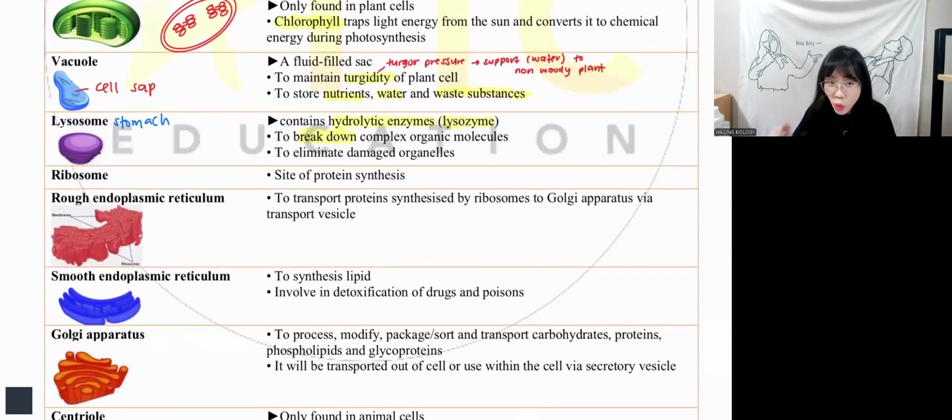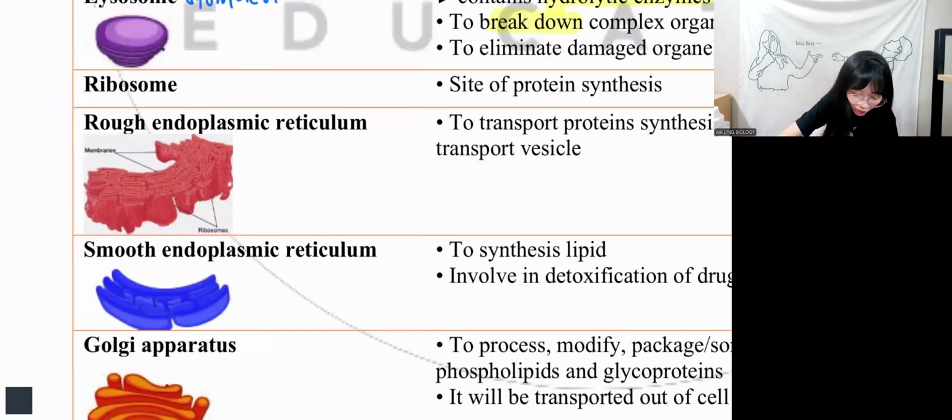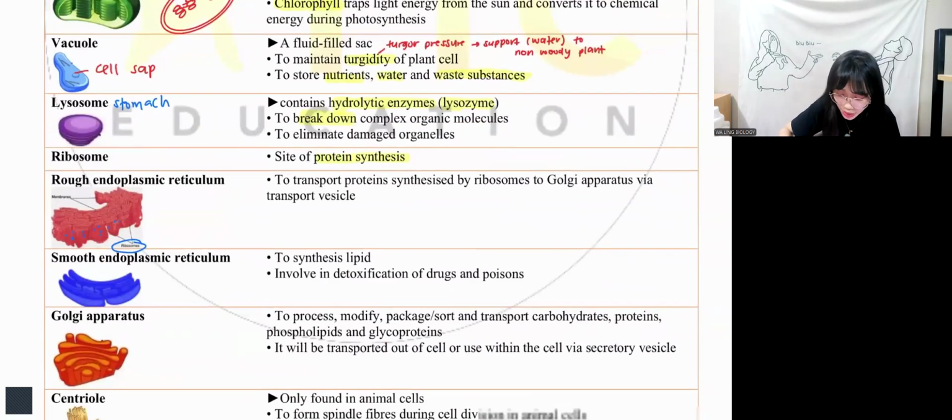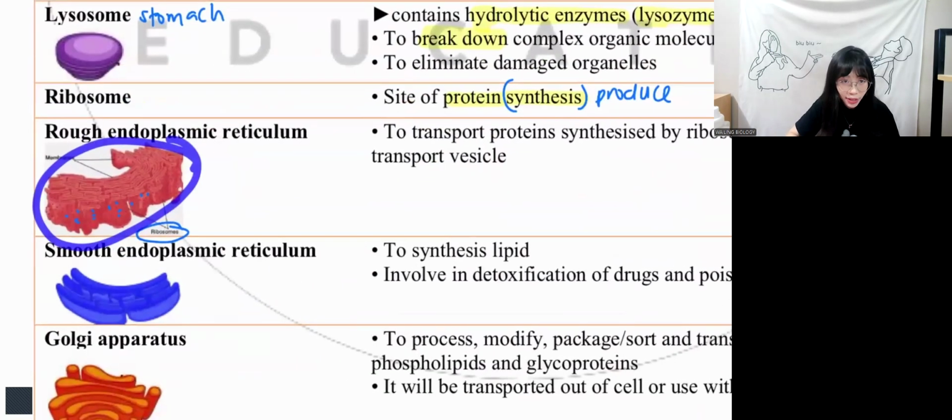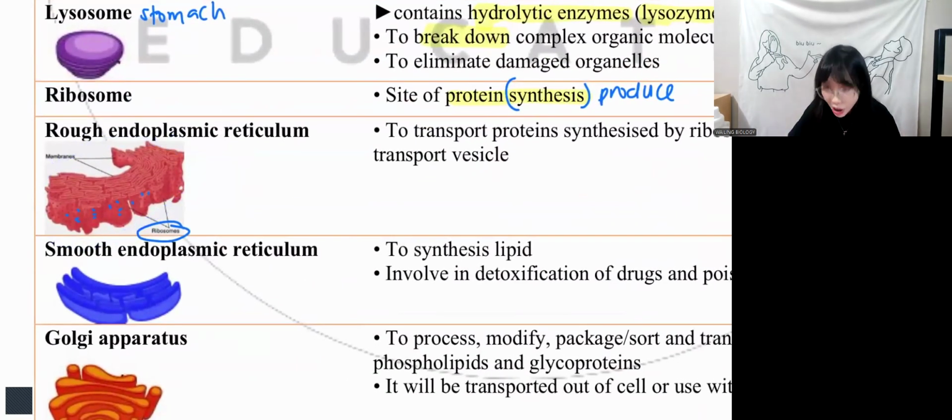Ribosome has no diagram. Why? Because ribosome is a dot. The dot can be found on the rough ER. Okay, on the rough ER, can you see that there are dots? Don't know if you can see, but there are dots over here. This is ribosome. So ribosome is the dot. The function of ribosome is to synthesize protein. Synthesize means produce. As they produce protein, they attach onto the rough ER. The reason why it is rough is because it has ribosomes. It's called a rough ER. They have a lot of ribosomes on top.